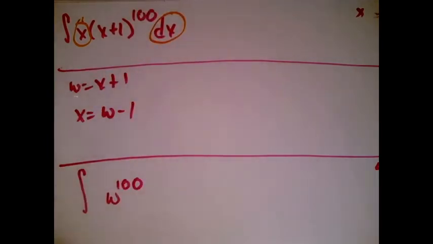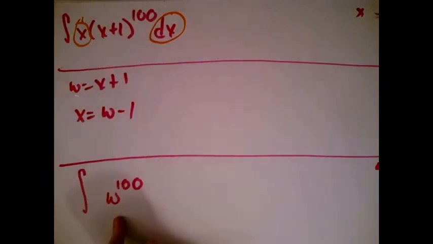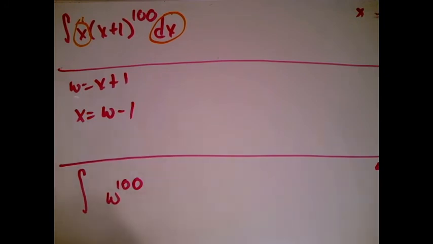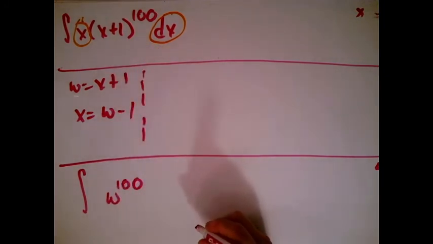And what do I mean by take care? That integral turned to integral. The x plus 1 to the 100th turned into w to the 100th. I don't know what x is. I don't know what dx is. The next thing, according to the procedure, because we need dx, is we have to take the derivative of both sides of something with respect to x.